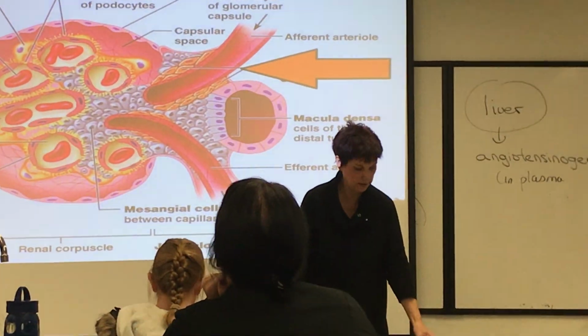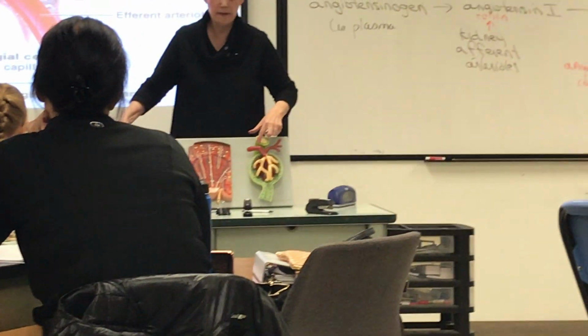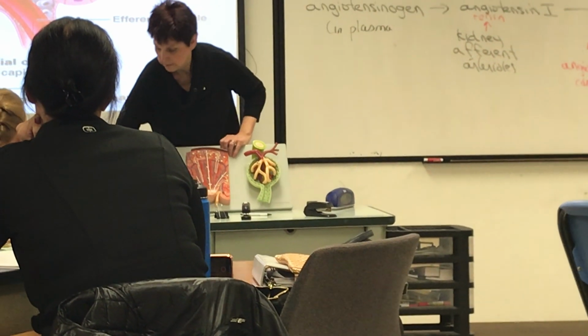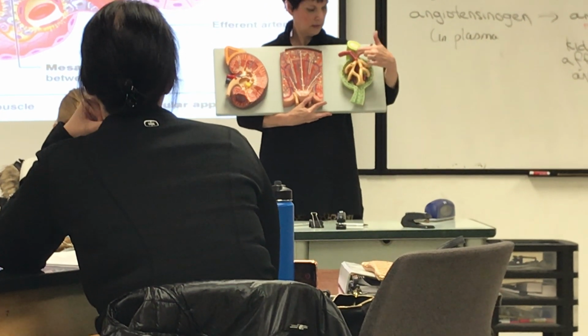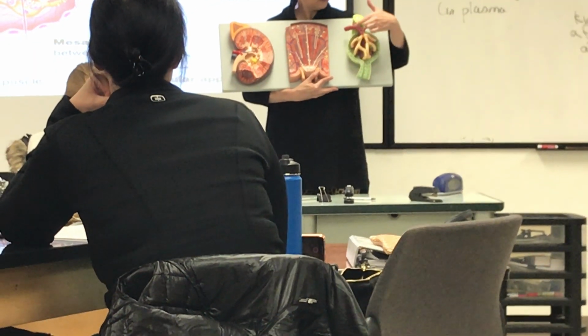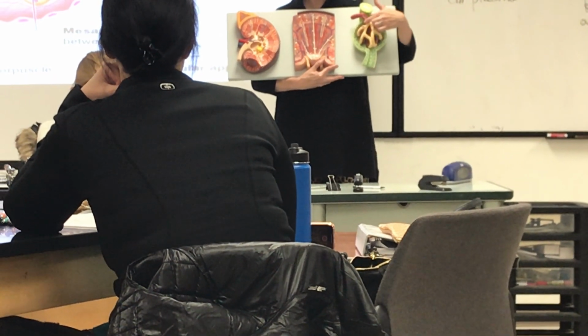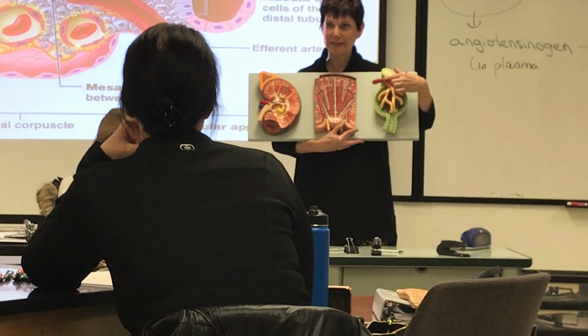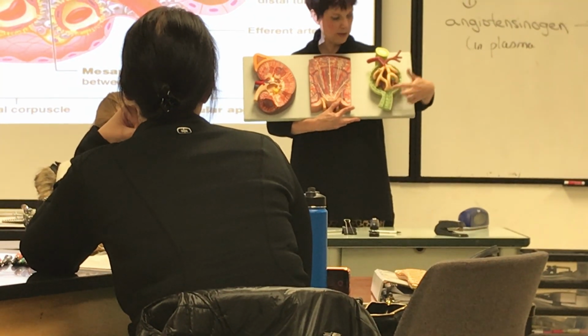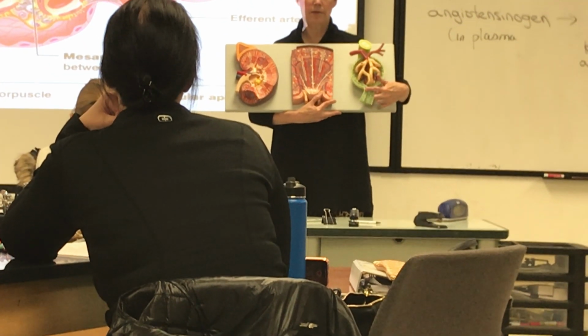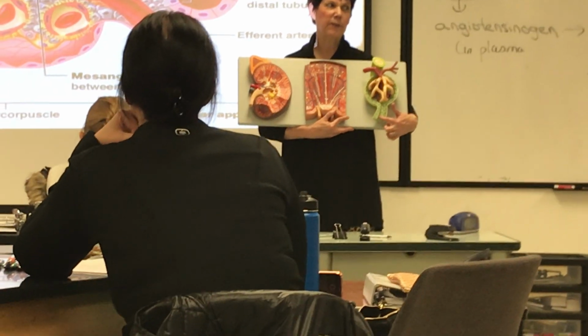So on the model here, we would have the macula densa. Okay, macula densa, podocytes, the granular cells or juxtaglomerular cells. Okay, what pole is this? Vascular pole and urinary pole. Okay, even though it's not urine going through there, it's filtrate.